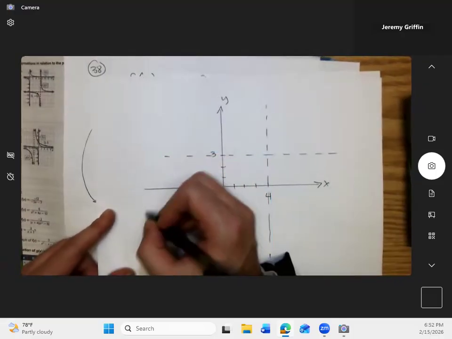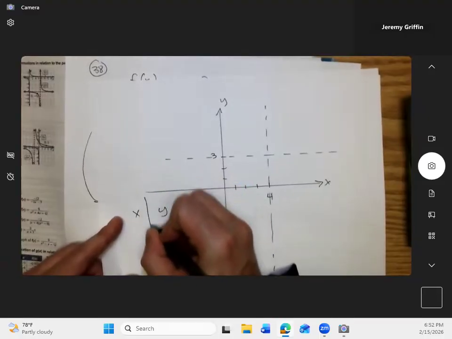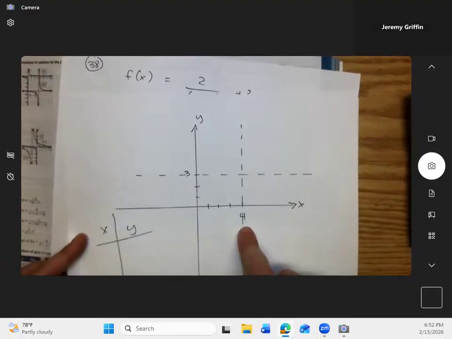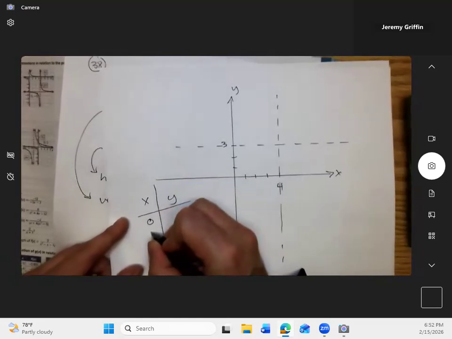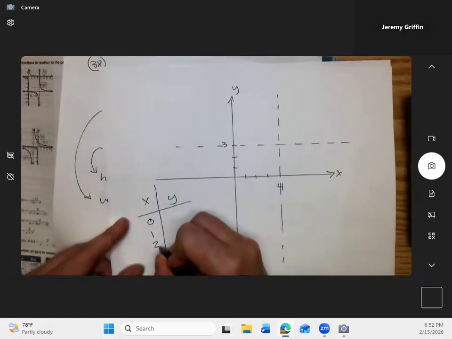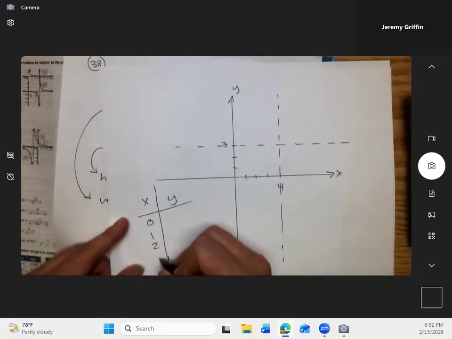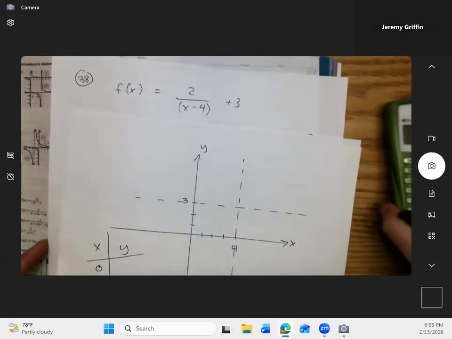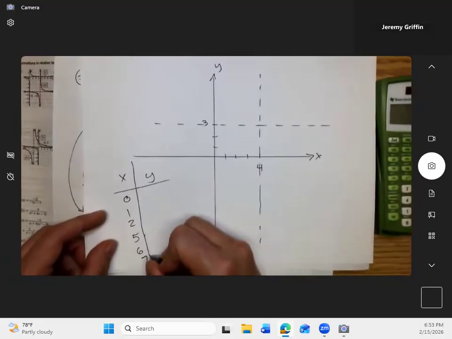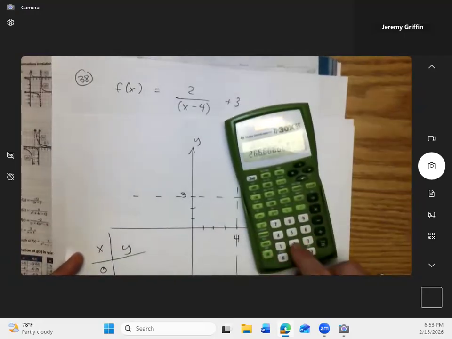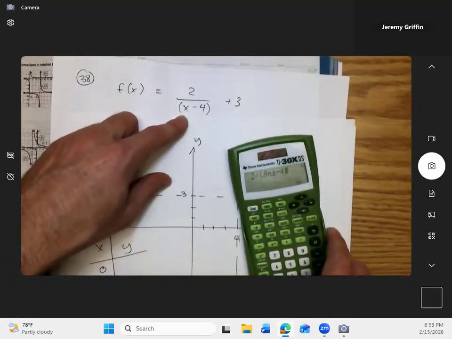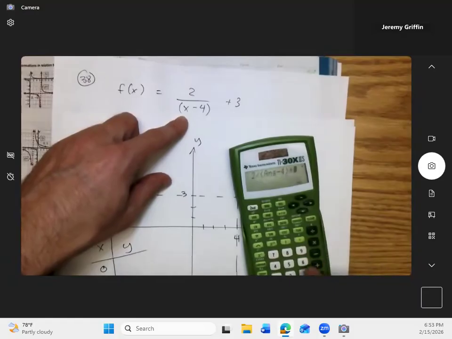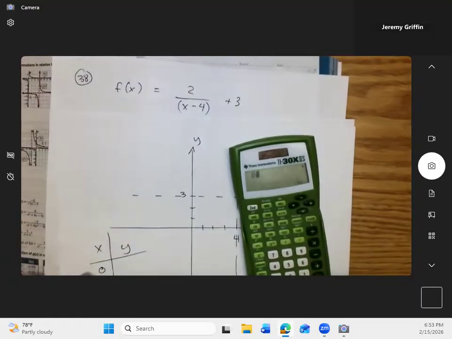Come up with an x, y table. I want to know what's going on either side of 4. So let's go 0, 1, 2, and then let's go about 5, 6, and I'll throw in 7 and see what happens. So let's go 2 divided by x minus 4, and then the whole thing plus 3. Then I need to come up with some values. Let's start with 0.